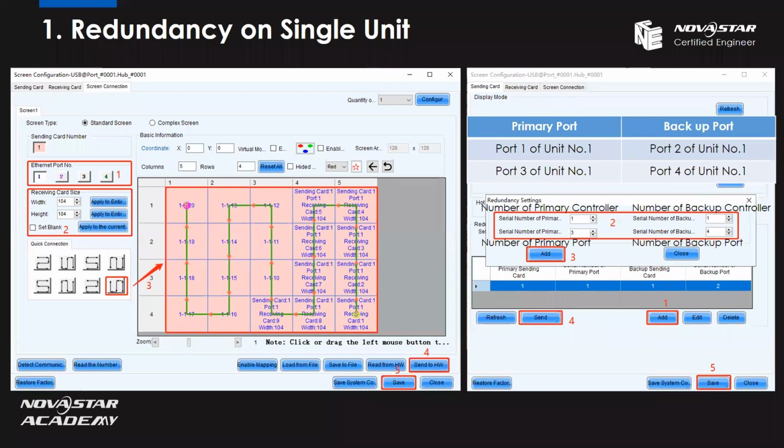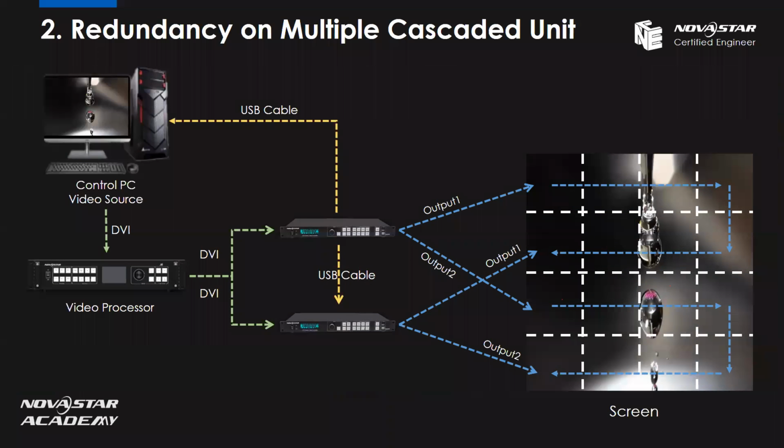Let's see the second way to do the redundancy. The second way is redundancy on multiple cascaded units. Still, let's see the hardware connection right here. The first one is the USB cable. The control PC is using one USB cable to connect the first device, VX4S. At the same time, the first VX4S is using another USB cable to do the cascading to connect the second VX4S. So actually in this chart, we are using 2 ports, but everything is in a USB loop.